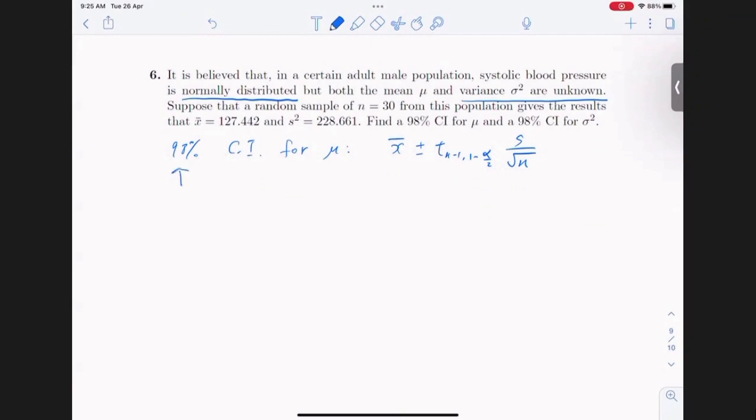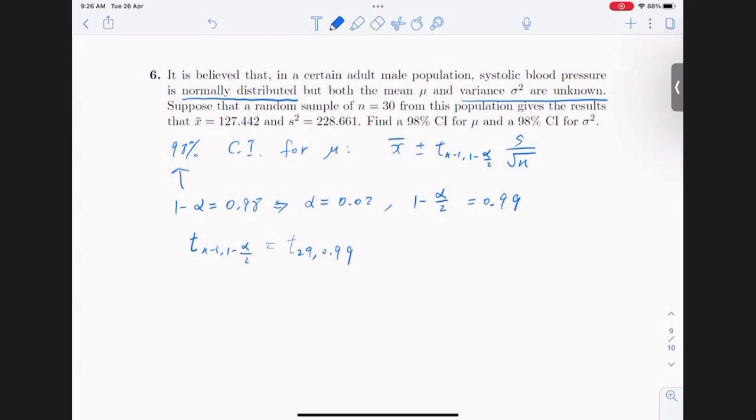Since we are asked to find a confidence interval with 98% coverage, 1 minus alpha is equal to 0.98. So alpha is equal to 0.02. So 1 minus alpha over 2 is equal to 0.99. So what we need to find is T 29, 0.99. So you can look it up from the T distribution table.